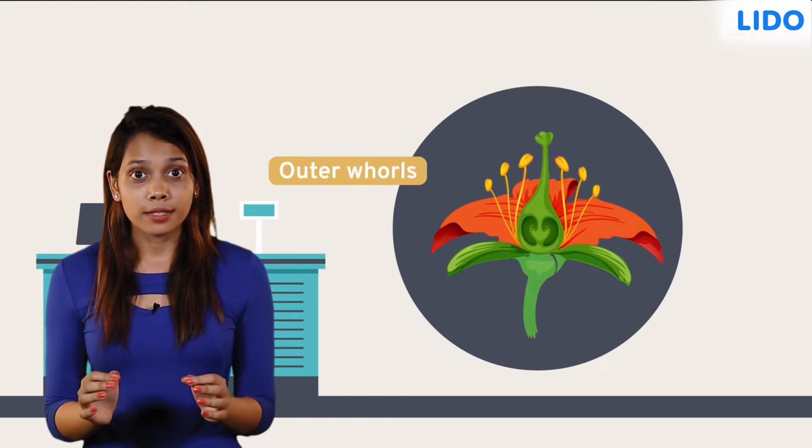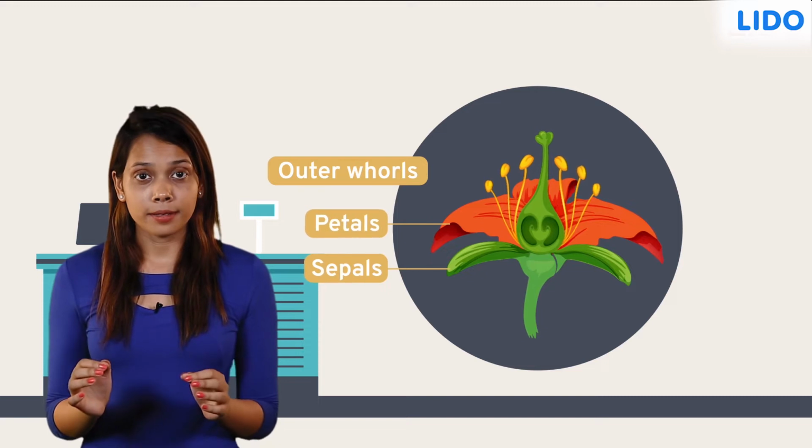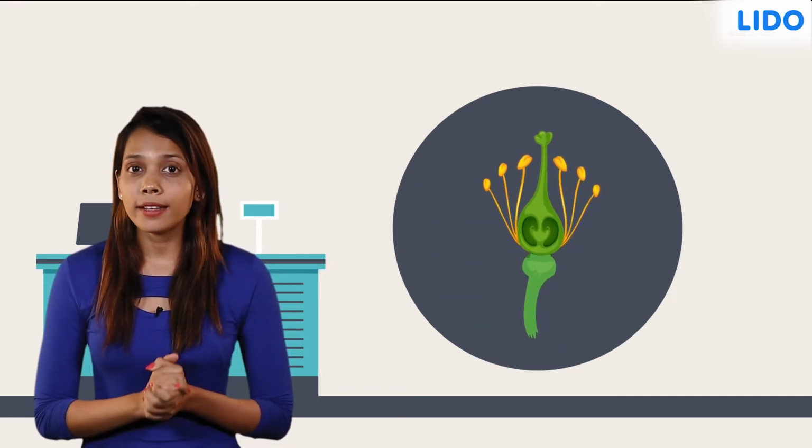A flower consists of four whorls. The outer whorls are called the sepal and the petals. Let's first remove the petals and sepals. Now we can clearly see the inner whorls of the flower.